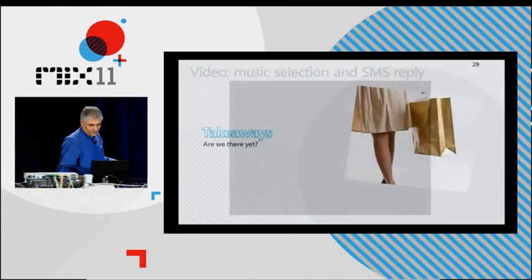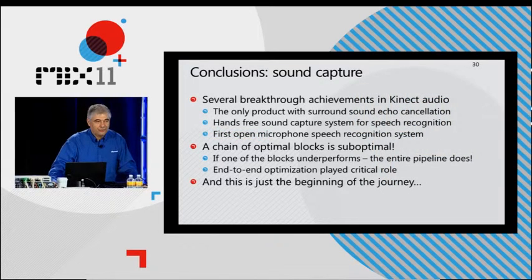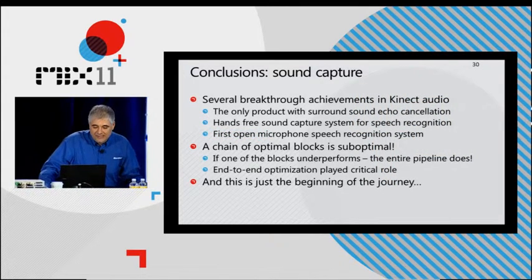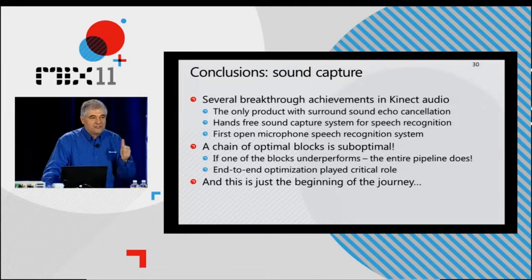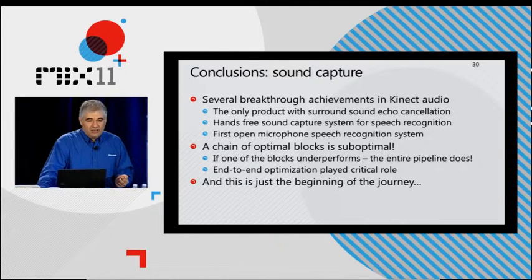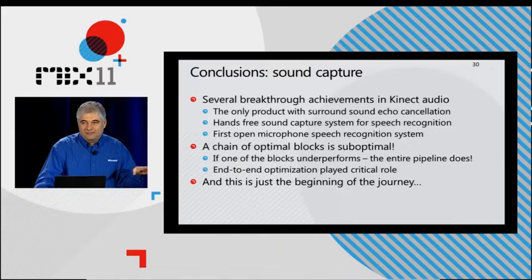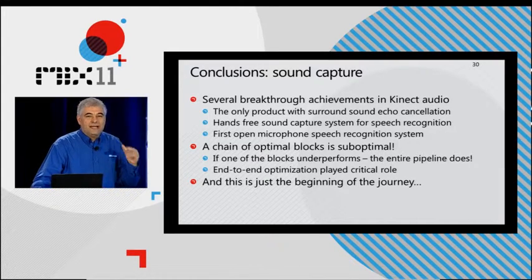So in summary, what we talked about: Kinect first. There are several serious achievements in Kinect audio. First, for the first time ever, a company ships a product with surround sound echo cancellation. Second, we are able, as one of the first in the world, to capture and provide good enough quality of speech from up to 4 meters. And the last thing is the first ever open microphone speech recognition system.